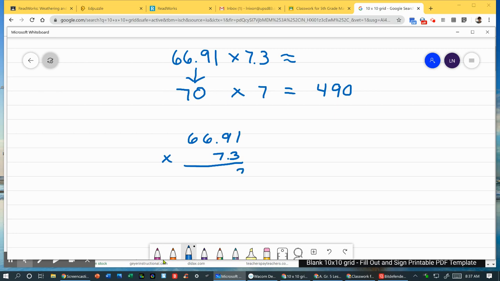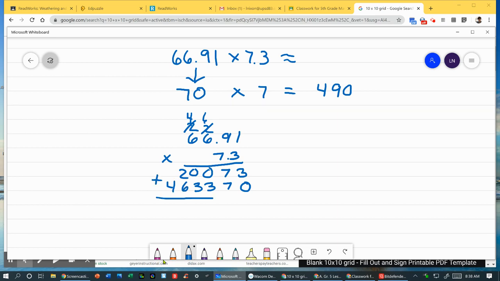3 times 1 is 3. 3 times 9 is 27. 3 times 6 is 18 plus 2 more is 20. And then I need a 0 here. I'm going to clean house up here. And let's see, 7 times 1 is 7. 7 times 9 is 63. 7 times 6 is 42, plus 4 more would be 46.